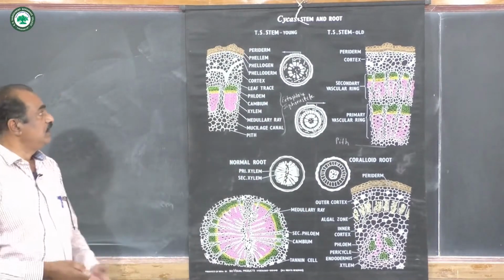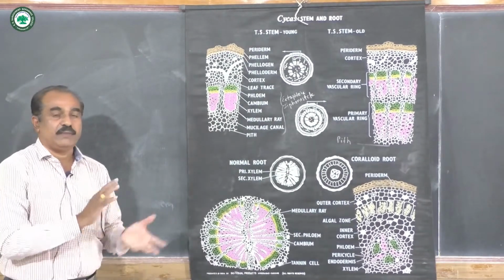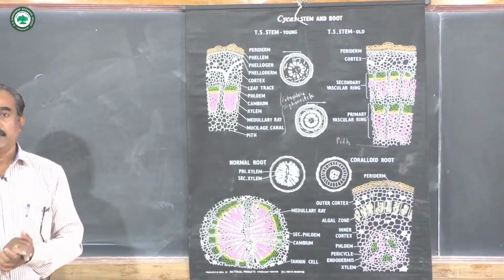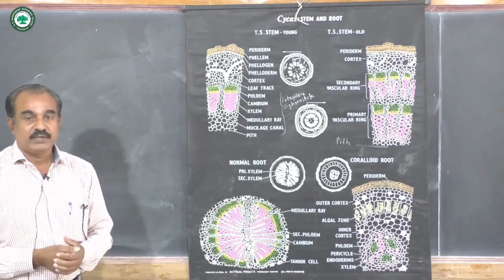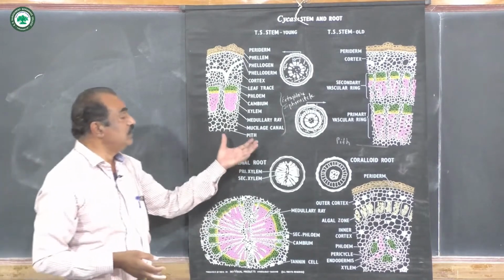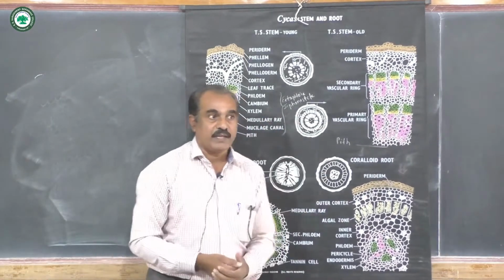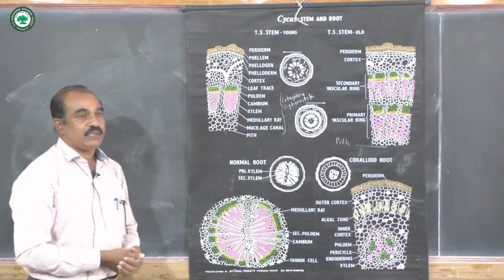Now first, the young stem TS, because there is a difference in the development of the xylem, in the development of the secondary rings of the xylem, phloem and cambium. This is the major difference between these two, the young and old stem. So first, the young stem TS.